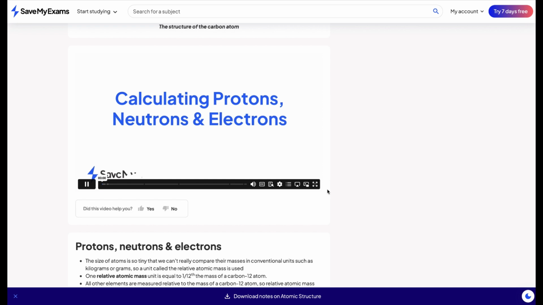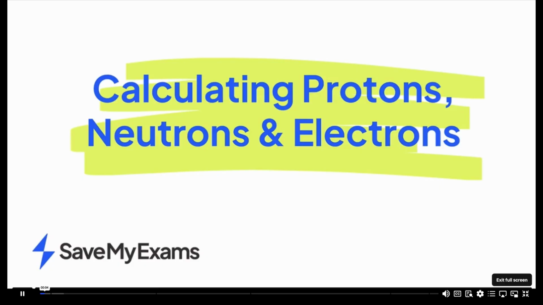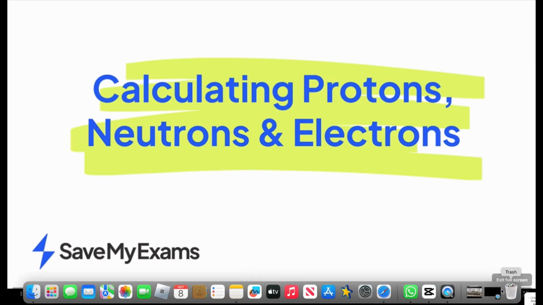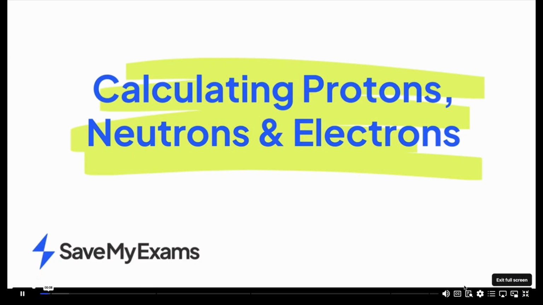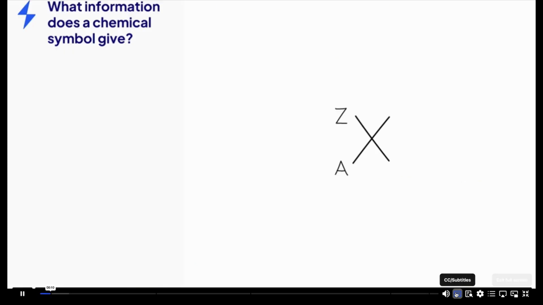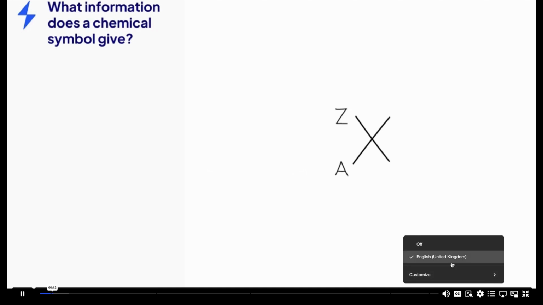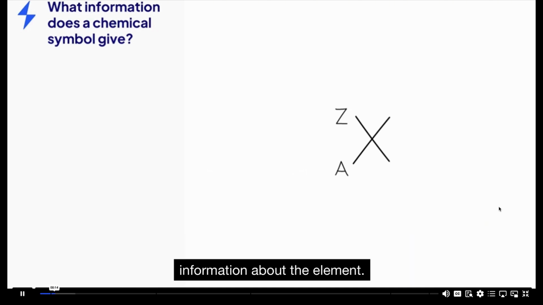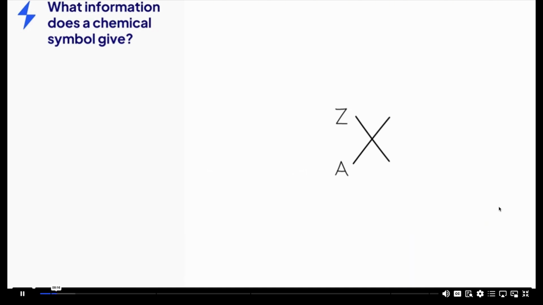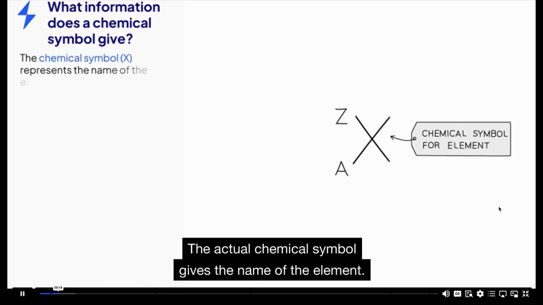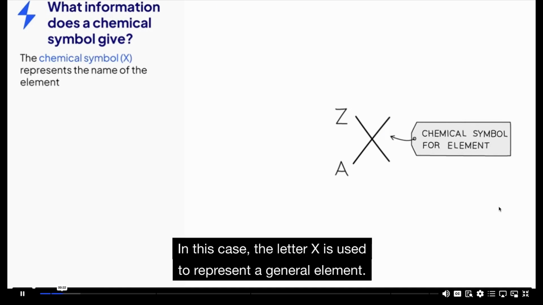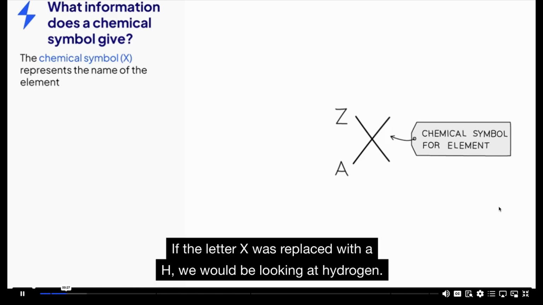In this video, we're going to be looking at the atomic number, mass number, and how we can use these to calculate the number of protons, neutrons, and electrons in atoms and ions. A chemical symbol, as seen on the periodic table, gives detailed information about the element. The actual chemical symbol gives the name of the element. In this case, the letter X is used to represent a general element. If the letter X was replaced with an H, we would be looking at hydrogen.